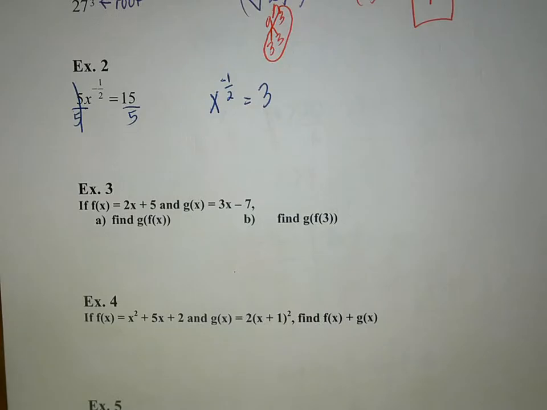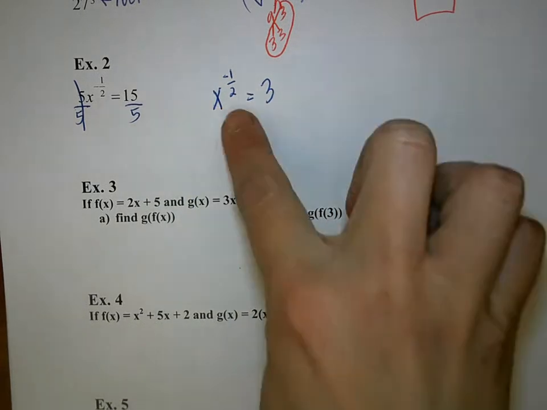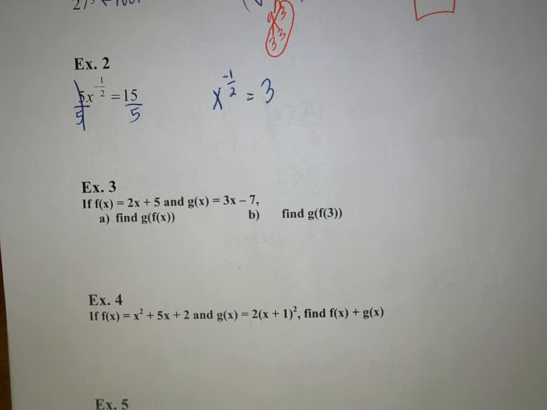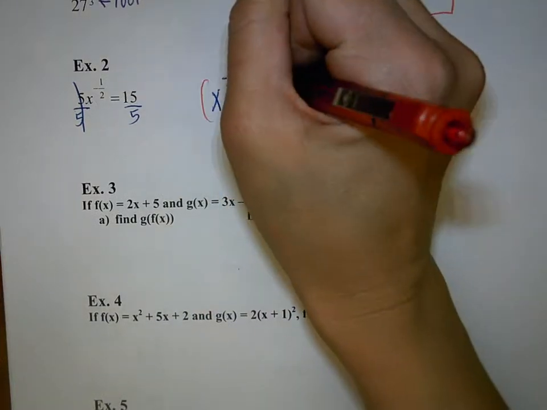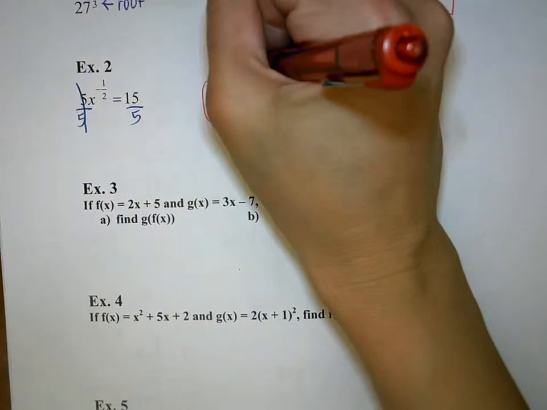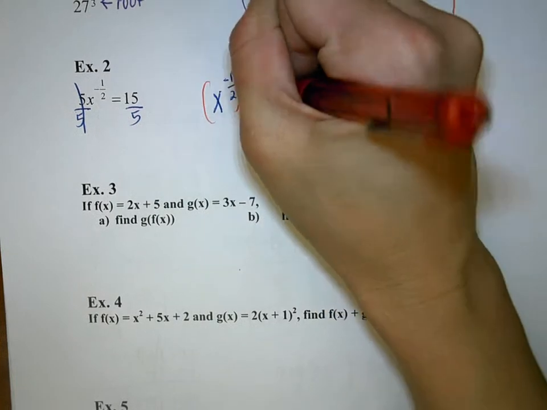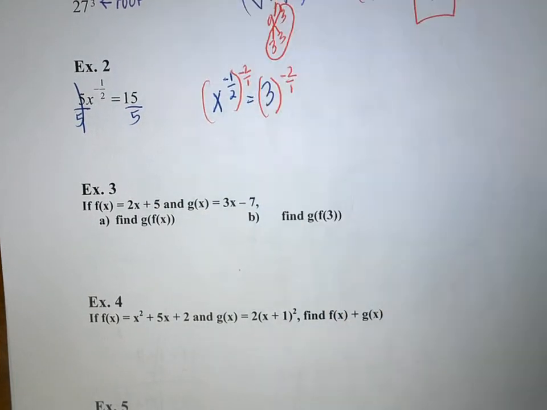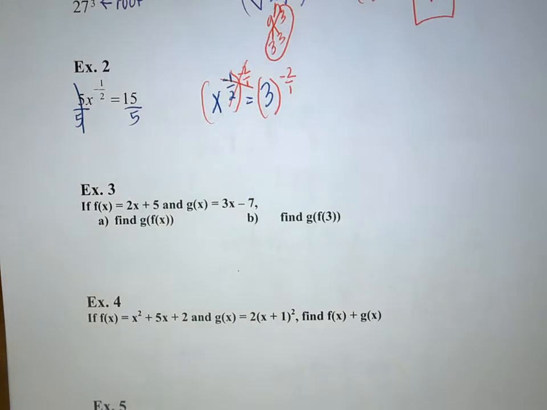There's a couple ways of doing this, but probably the easiest way is you want to get x by itself. You want to get rid of negative 1/2. How do I get rid of the negative 1/2 exponent? Take it to the reciprocal power, which would be negative 2 over 1. So that means I'm taking 3 to negative 2 over 1 power, or just negative 2. So all that cancels out.